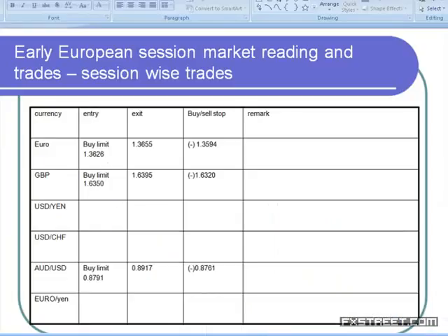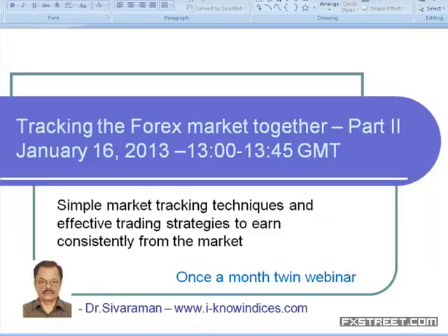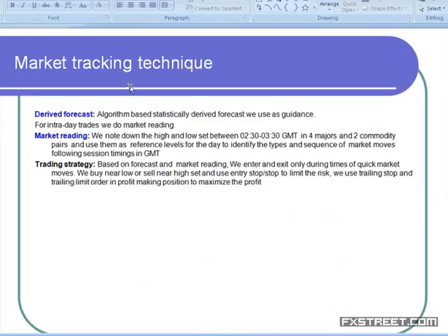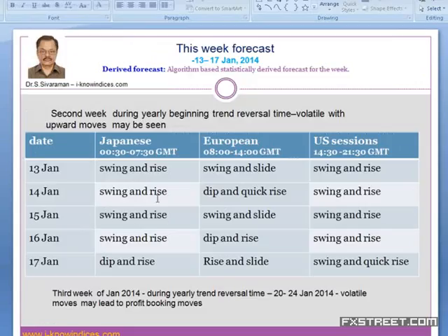Now coming to the present webinar. I take into consideration the statistically derived algorithm-based forecast that I show during the Asian Session Live Market Analysis webinar on Mondays and Thursdays. This is the expected market moves for the 16th, and they made the dip and then rise, and they are expected to rise during the late European session from 12:30 to 14 GMT.